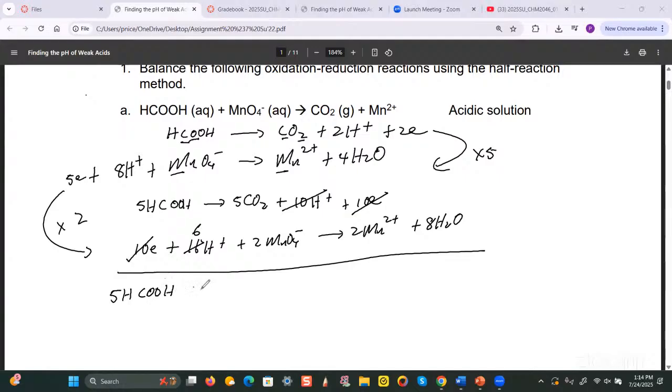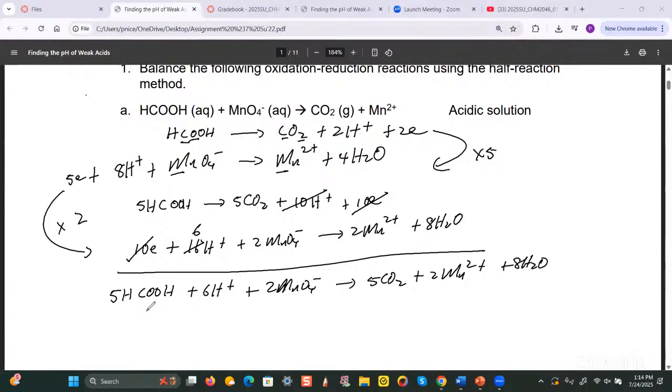5 HCOOH plus 6 H+ plus 2 permanganate. And then on the right side, you're going to have 5 CO2 plus 2 Mn2+ plus 8 H2O. And again, what we do is check to make sure that everything is balanced, including the charges on both sides. So let's see if that's the case.